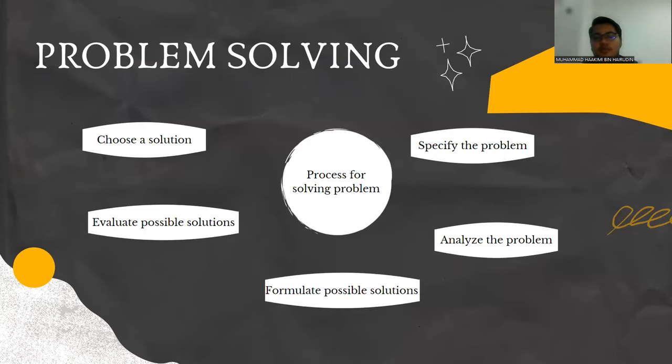Thank you, Muhammad Hakimi. Okay, for my part it is problem solving. There is a process for solving a problem. The first one is specify the problem, the second one is analyze the problem, the third one is formulate possible solutions, the fourth one is evaluate possible solutions, and the last one, we should choose a solution that can solve the problem.